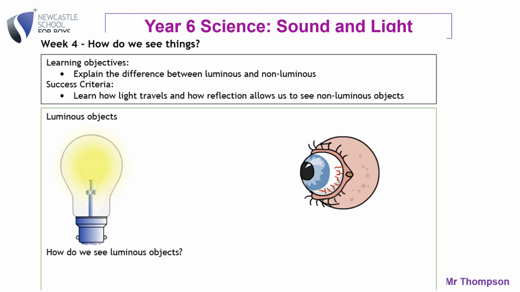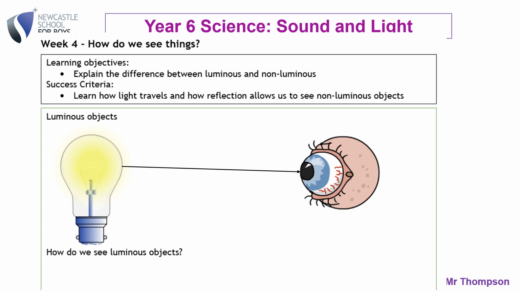Okay, your next task in the booklet, leading on from those words, is the word luminous. Luminous means it gives off its own light. So if you were to look at a luminous object, for example a light bulb, the light travels directly to you. What I'd like you to do in your booklet is to draw with a pencil and a ruler a straight line with an arrow going from the light bulb to the eye.